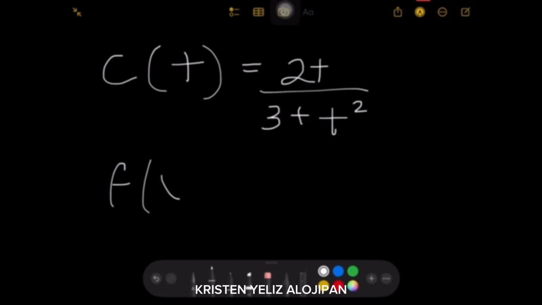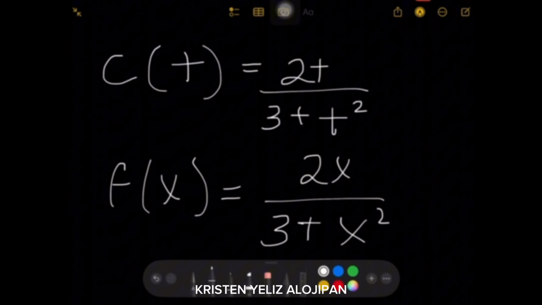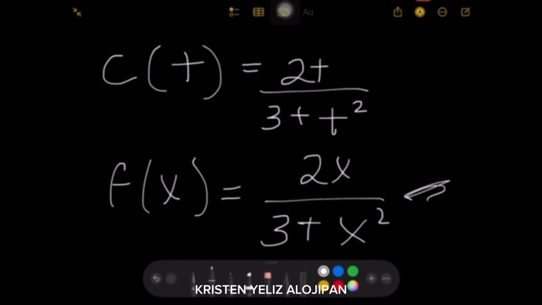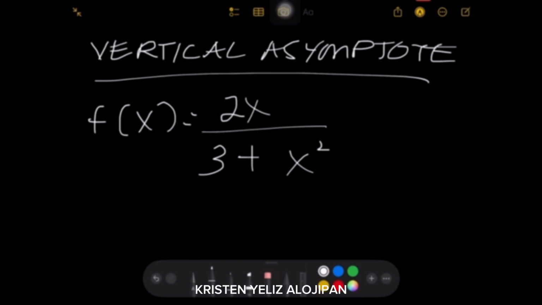f of x is equal to 2x over 3 plus x squared, since it's much easier than using the other form. So this is the equivalent rational function of this. So they're the same. And in every rational function, there are usually asymptotes. To find the vertical asymptote, we just have to equate the denominator to 0.